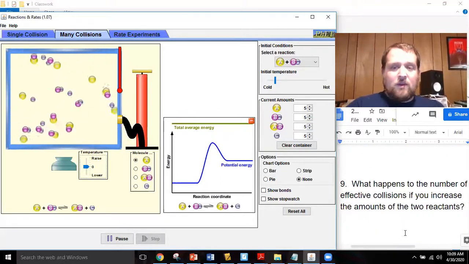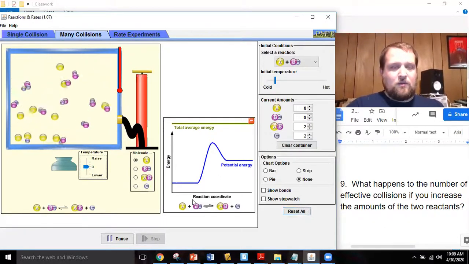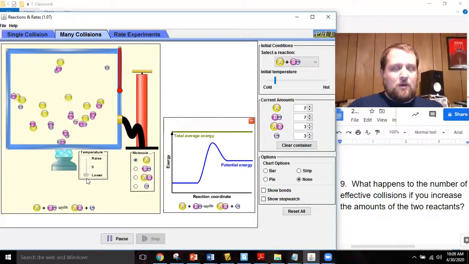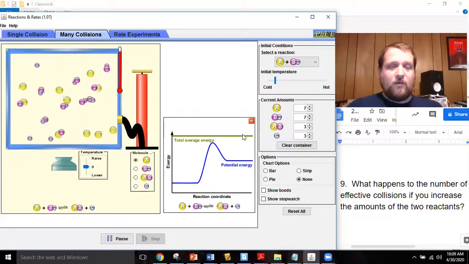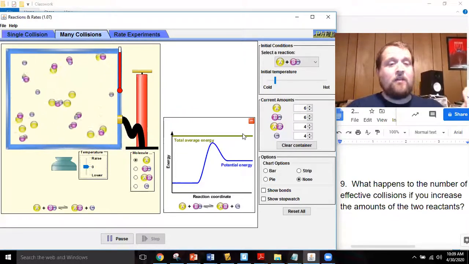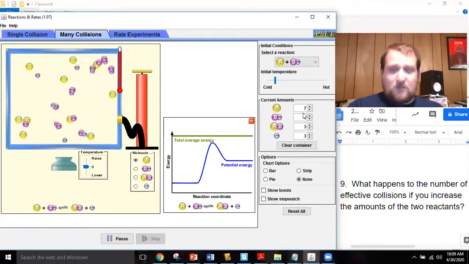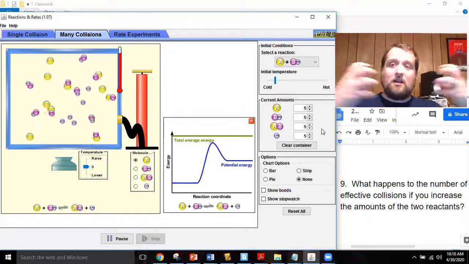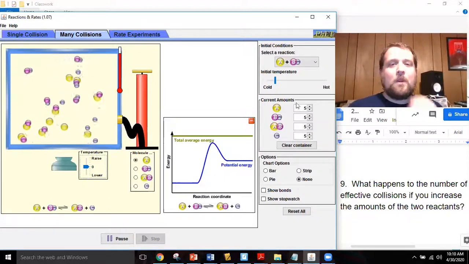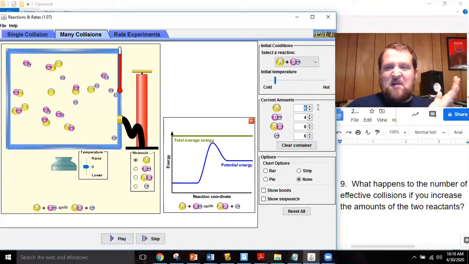What happens to the number of effective collisions if you increase the amounts of the 2 reactants? Okay, so we showed how increasing temperature affects the number of effective collisions. Remember, an effective collision is every time a reaction happens. Basically, every time these numbers change, we know that a reaction has happened, which means that they collided effectively. So I'm going to pause this, and instead of 10 of each, I'm going to go up to 100 of each.